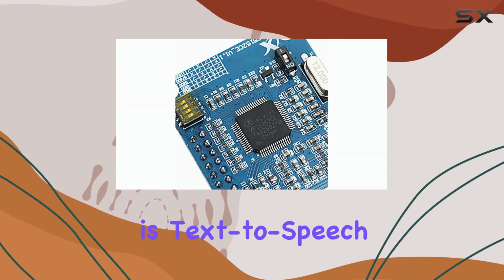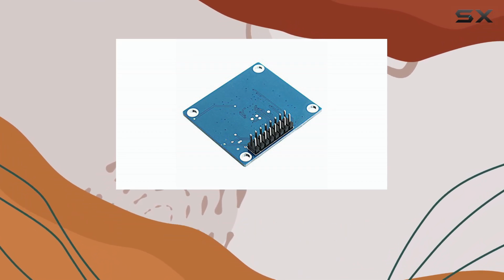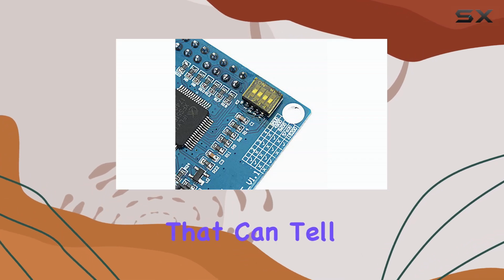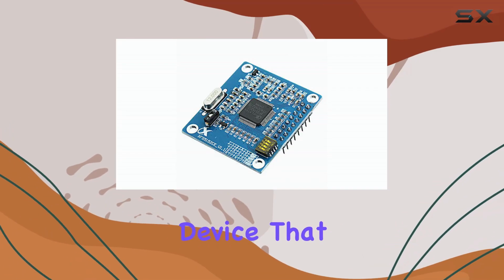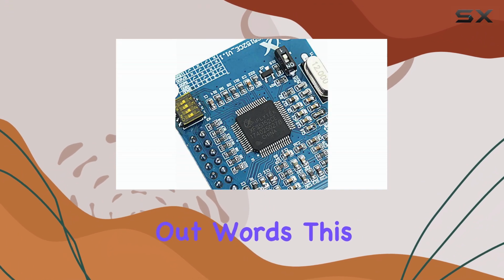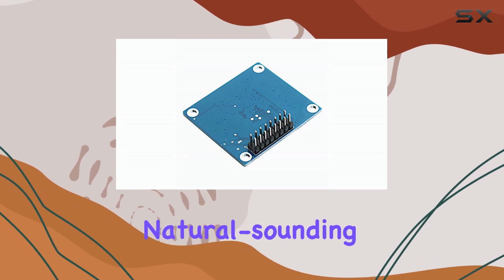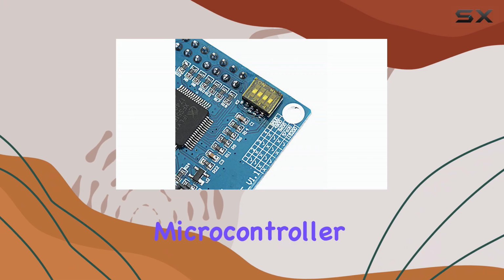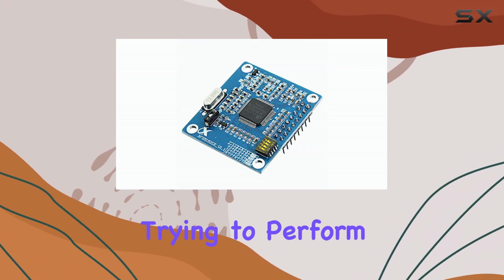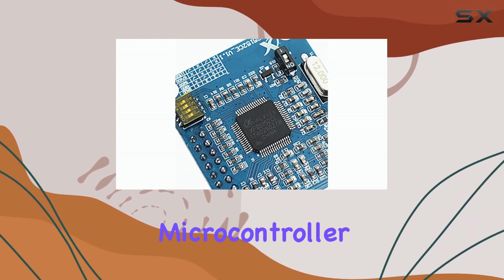The core function of the XFS5152CE is text-to-speech, or TTS. This means you can send text commands to the module, and it will convert that text into audible speech. Think about a robot that can tell you its status, a smart home device that gives you notifications, or an educational toy that reads out words. This module handles the complex task of generating natural-sounding voice, freeing up your main microcontroller to focus on other tasks. It's a much more efficient approach than trying to perform complex audio processing directly on a standard microcontroller.